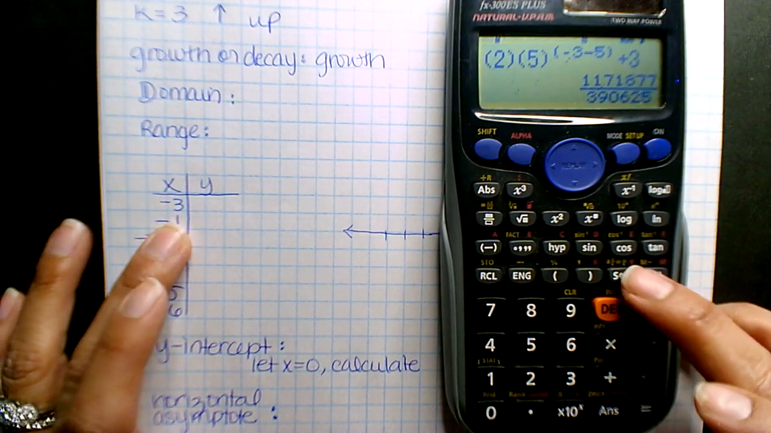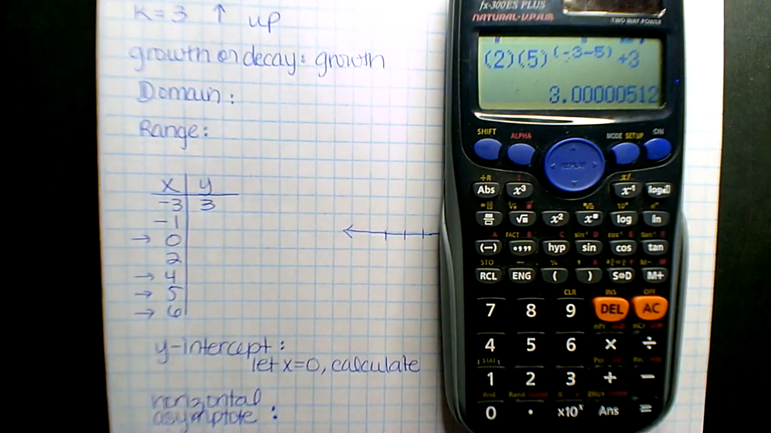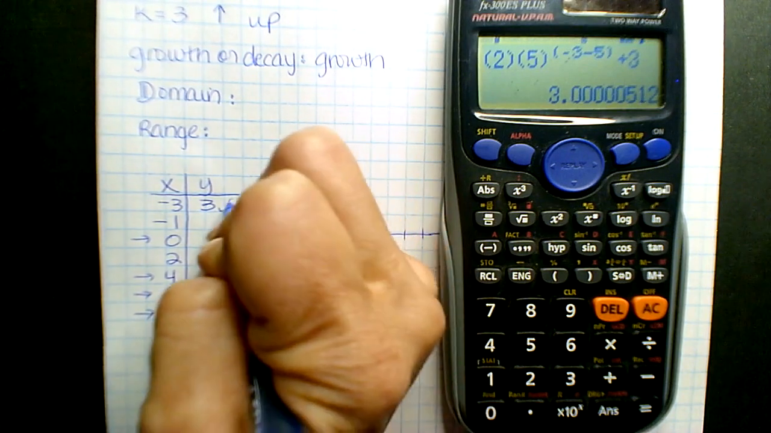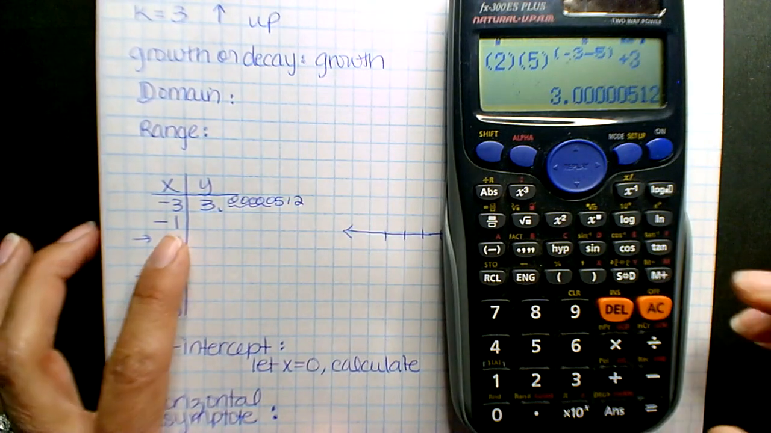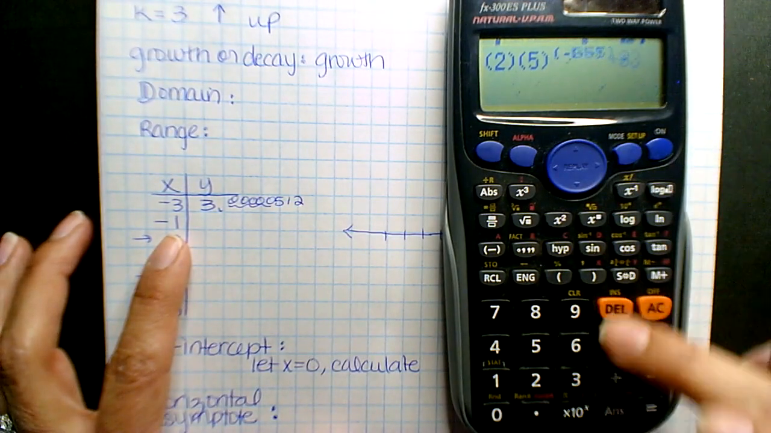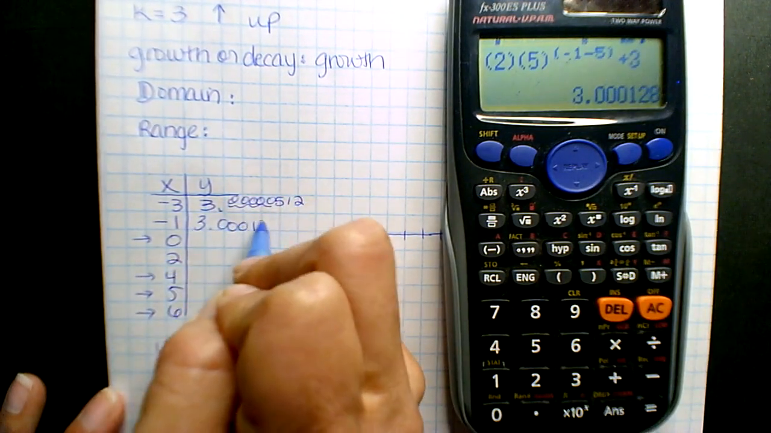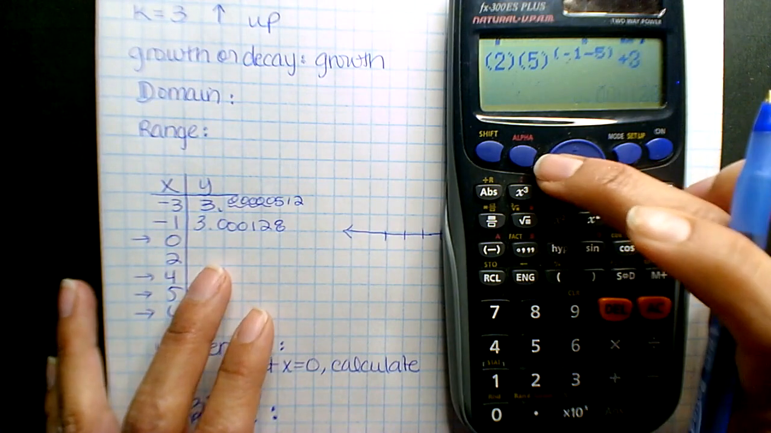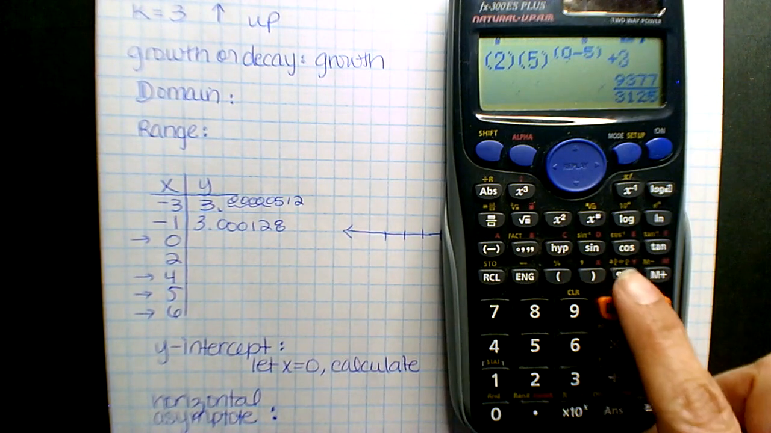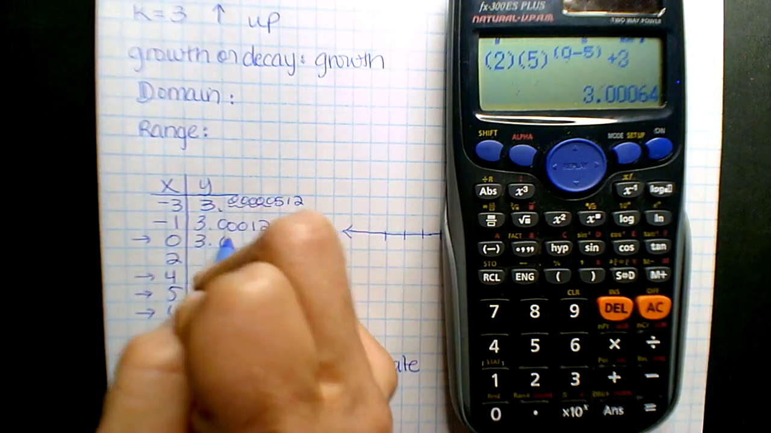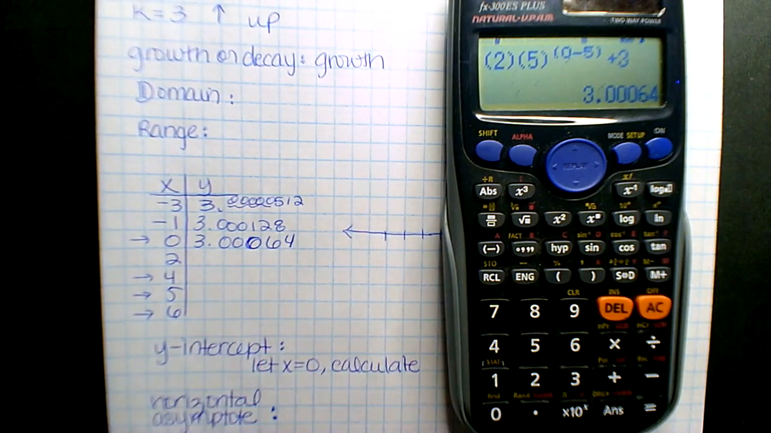Okay, so I get this crazy fraction. So it's 3, and then it's a bunch of numbers, right? Okay, if I plug in -1, 3.123128. If I plug in 0, are you guys okay? Okay, I get, and this is your y-intercept, 3.000064.